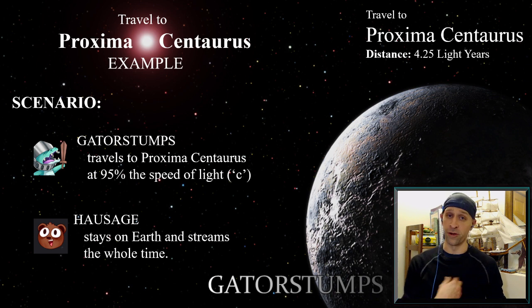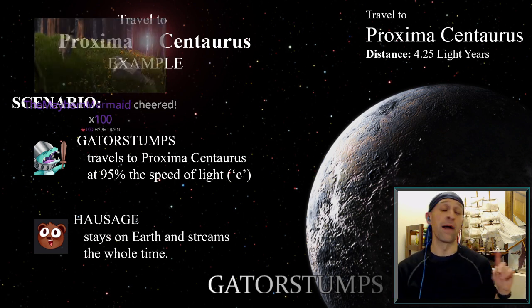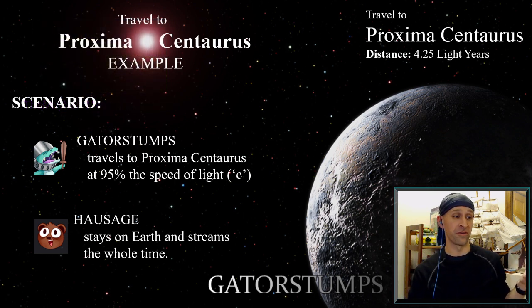GatorStumps, I'm going to travel to that planet. I like that boulder. That is a nice boulder. I'm going to travel to Proxima Centaurus. I'm going to go at 95% the speed of light, which is a ridiculously huge number we'll look at in just a moment.